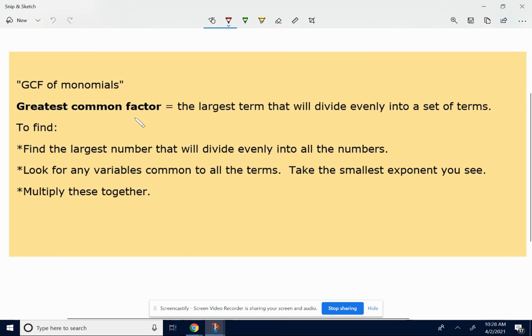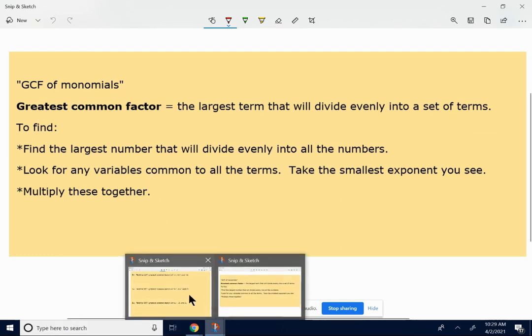To find a greatest common factor in algebra, this is what I would do. I would find the largest number that will divide evenly into all of the numbers. You'll see what I mean in a minute. And then you want to look for any variables that are common to all of the terms. And for every one that you have that's common, take the smallest one you see. And then just put these together. Multiply these together by putting them together. I'll show you with some examples.